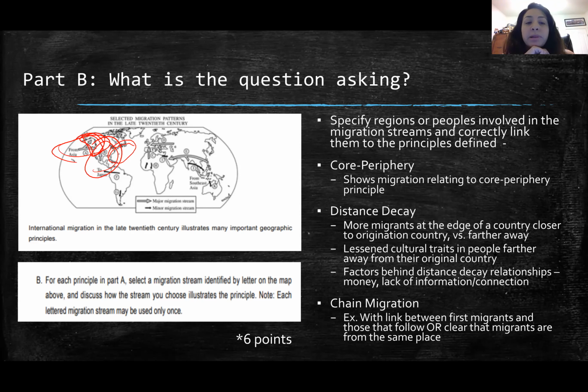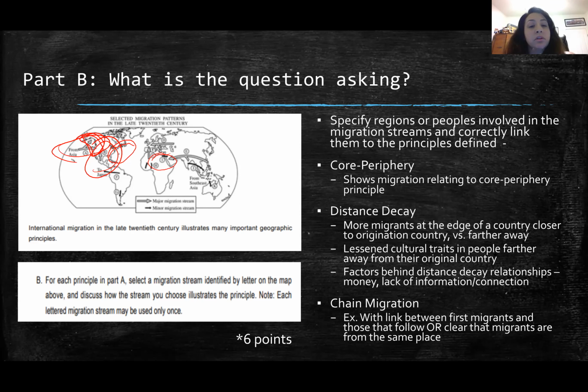The same, you could even apply that when you look at letter I, right? So from Egypt into Southwest Asia, you don't have as many of those cultural principles evident there. Okay, so those are the things that you're going to look at: lessened cultural traits in people further away from their original country. You can identify that by saying, okay, this is the closest, so that's where you have the strongest, but that means that in these other areas that are further away from that migration stream, you don't necessarily have that impact of that originating culture.